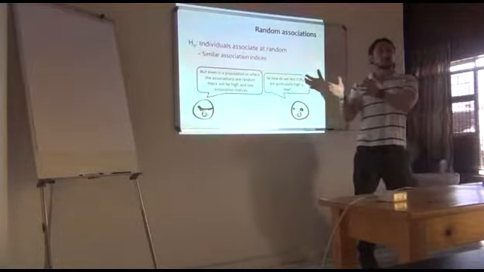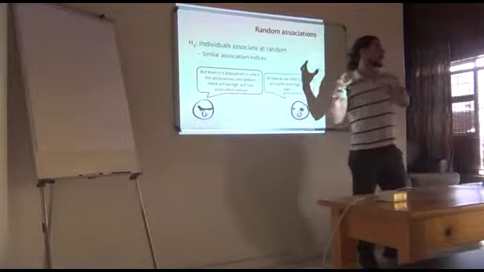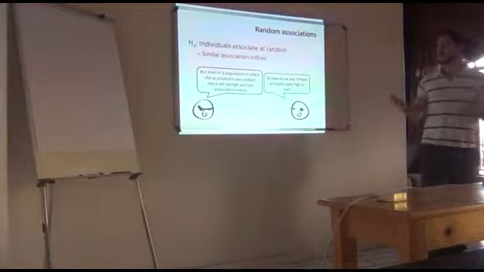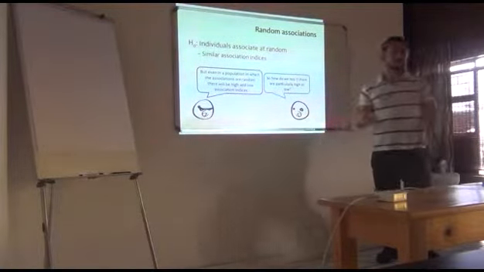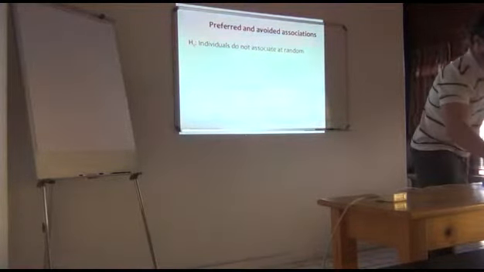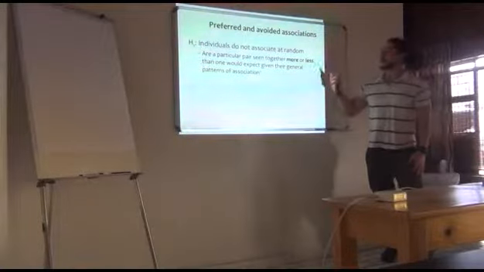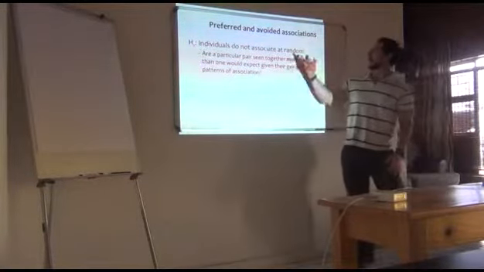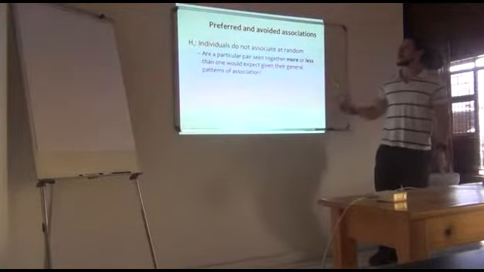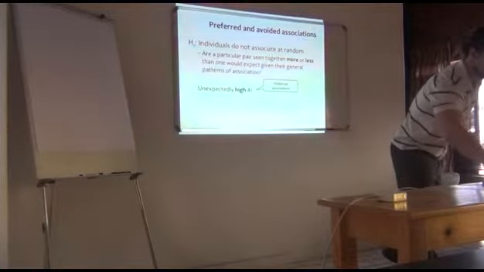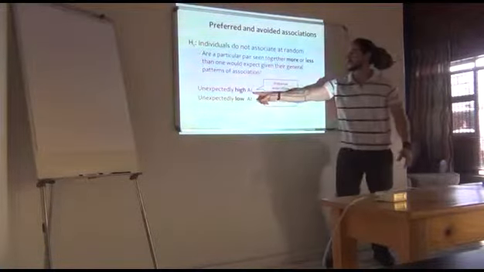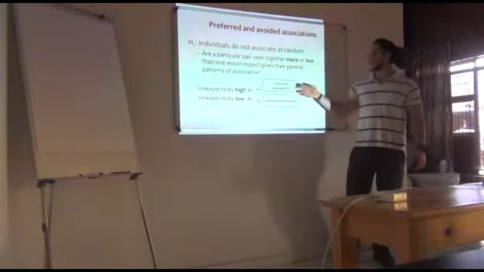to say these two guys over here, or this group of individuals here, their association indices are particularly high or particularly low. So our alternative hypothesis would be that individuals do not associate at random, but that a particular pair of individuals are seen together more or even less than we would expect by chance. So we want to see an unexpectedly high association index, and that's an indication of preferred association.